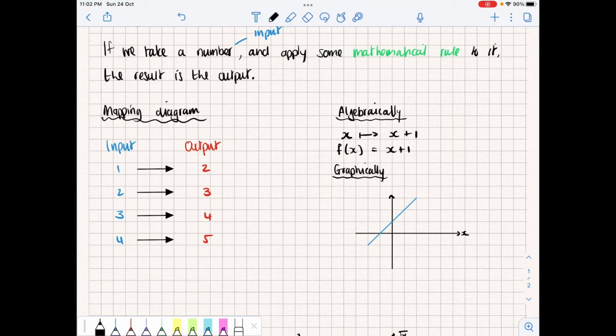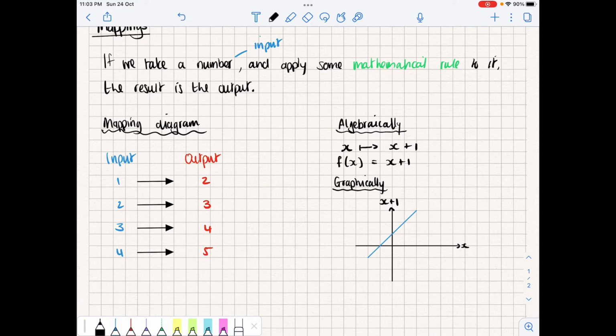Now, usually we would label the vertical axis as y. In this case, because we're not interested in y, because there are no y's, this is simply x and a function of x. The vertical axis is quite simply x plus 1. So for whatever x coordinate we have, the y coordinate, if you want to say, is simply whatever the x coordinate is plus 1.